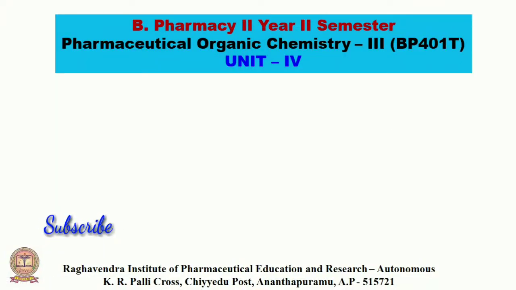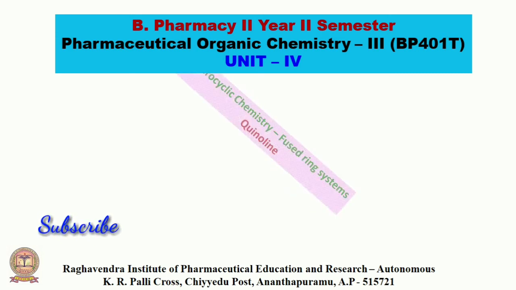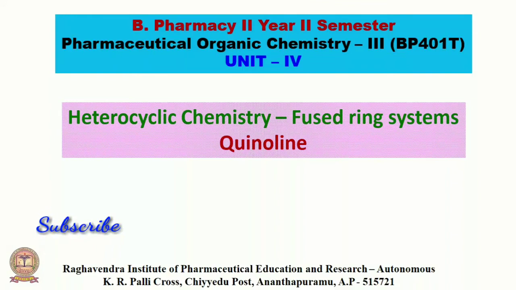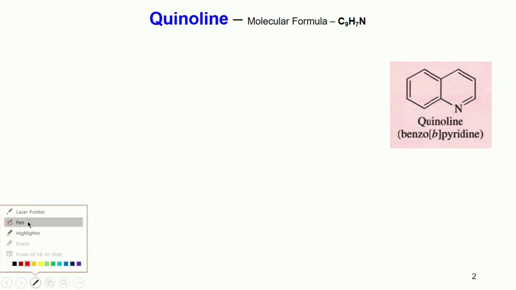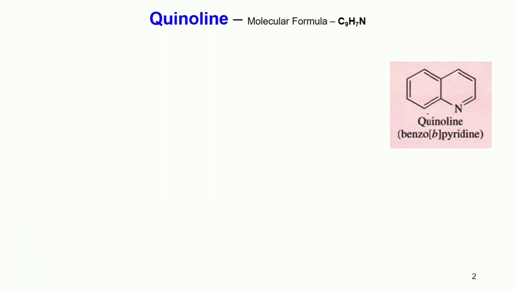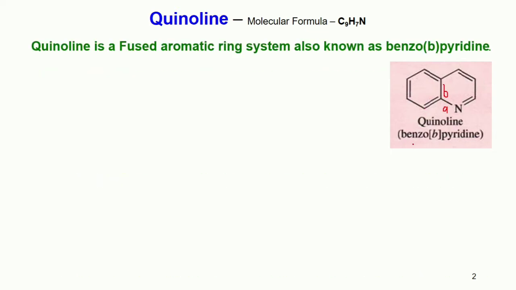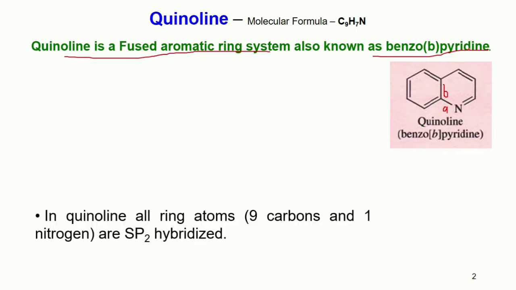So in this video I am going to discuss pharmaceutical organic chemistry 3, unit 4, heterocyclic chemistry, fused ring systems: the compound quinoline. Quinoline's molecular formula is C9H7N. It is a pyridine fused with a benzene ring system. If you label the bonds A and B, the B part of the pyridine is fused with the benzene, so we can call it benzo[b]pyridine. So quinoline is a fused aromatic ring system, also known as benzo[b]pyridine.